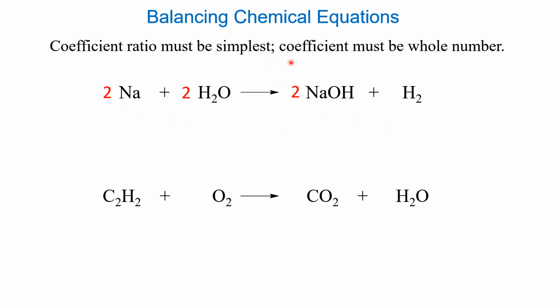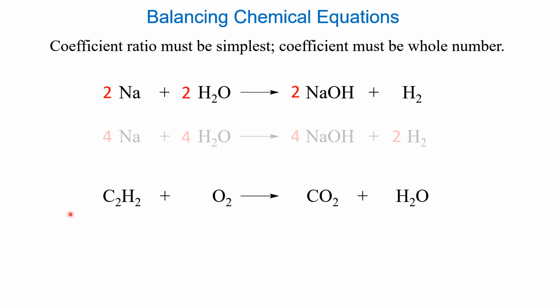And now the coefficient ratio is 2 to 2 to 2 to 1. That's the simplest whole number ratio. Now, if you say, I think if you use 4, 4, 4, 2 as coefficients, that's also balanced. Yes, it is balanced, but it's against this rule. So 4 to 4 to 4 to 2 is not the simplest whole number ratio, so this is wrong. The first one is right.